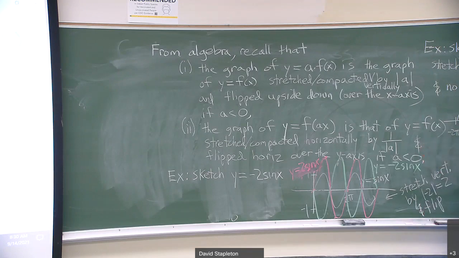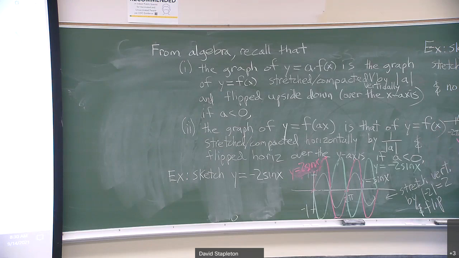I have 1 over a for the horizontal stretch, which means that it completes one period in 4 pi instead of 2 pi. It goes up to 1 here, back down to here, back down here. It looks something like that. And so it's just pulled twice as far out in x, but it's the same height, right? We didn't change the y coordinates.